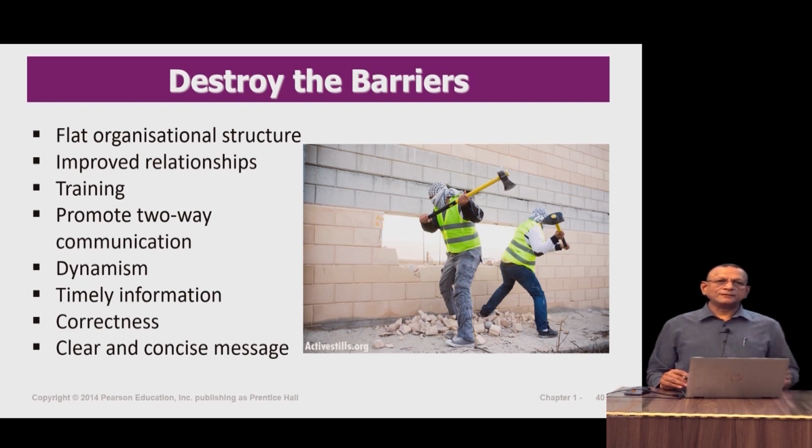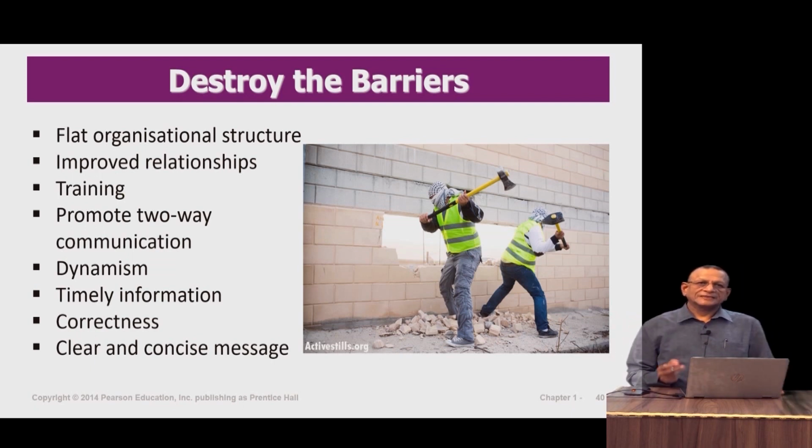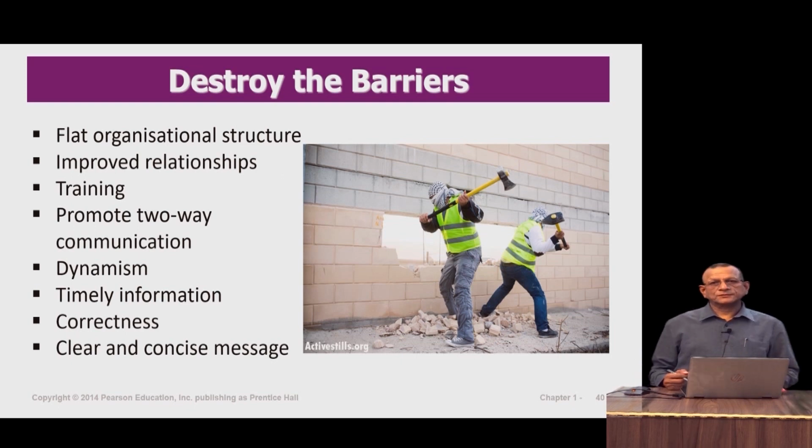So a few points are there. One, flat organizational structure. Flat organizational structure means what? That we reduce the number of levels in the structure of the organization. Taller the organization, more difficult it will be to communicate. Flatter the organization, easier it will be to communicate. Then improved relationships. Just before this slide we have answered the supervisor-subordinate relationships. So let's see how we can improve the relationship. The third point is training.